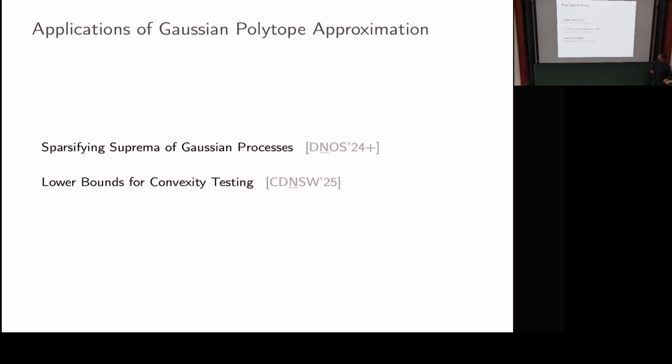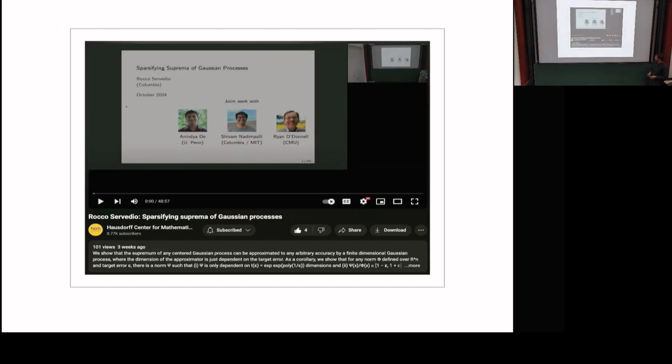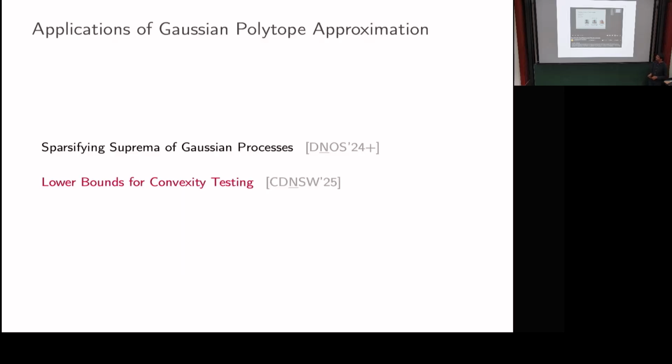So this question of Gaussian polytope approximation ended up being useful for two completely unrelated things. First is this problem of sparsifying suprema of Gaussian processes. The preprint will be on arXiv in a week or two, but Rocco talked about it exactly three weeks ago in this very room. You should go like the video, leave comments. But I'm going to tell you a little bit about this problem of convexity testing.